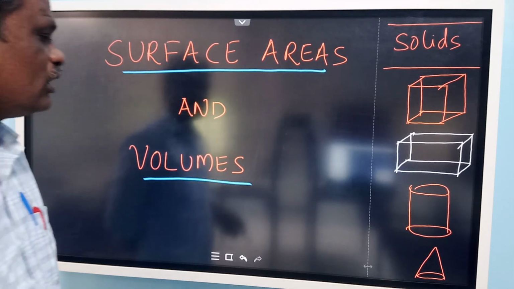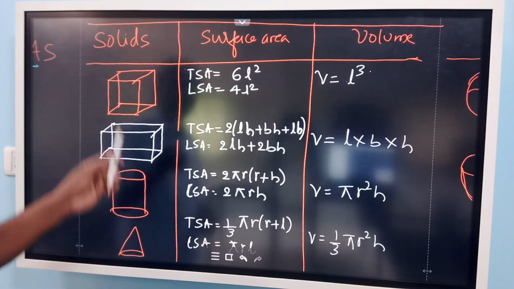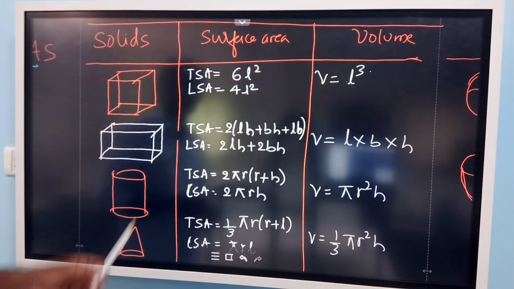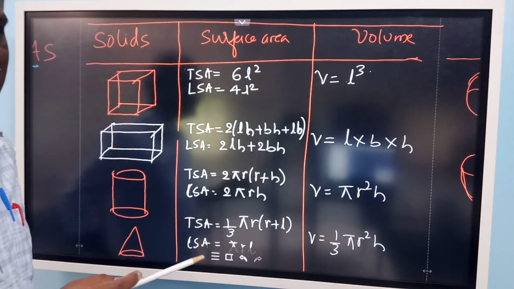So, surface area and volumes of the solids. Now I have written some of the solid shapes here, with the surface area and volume formulas that you have learned in class 9. First one is a cube. Total surface area of this solid is 6L square.